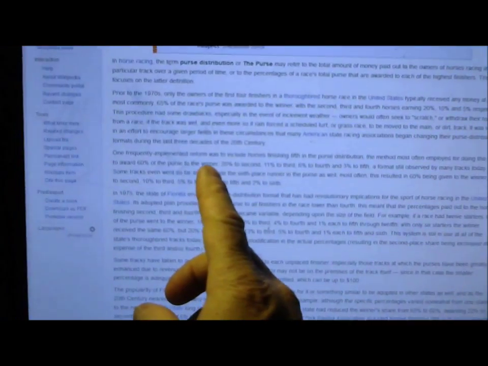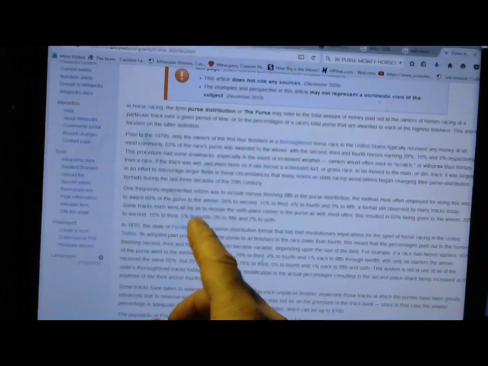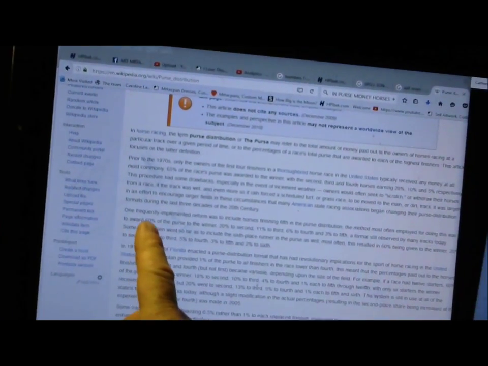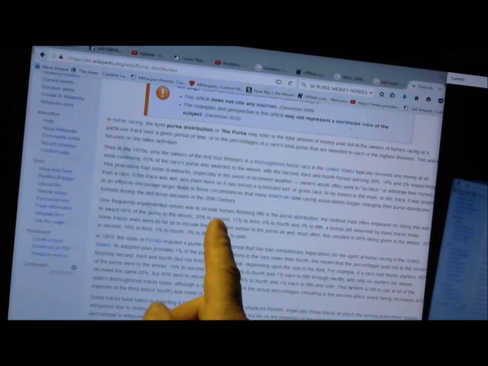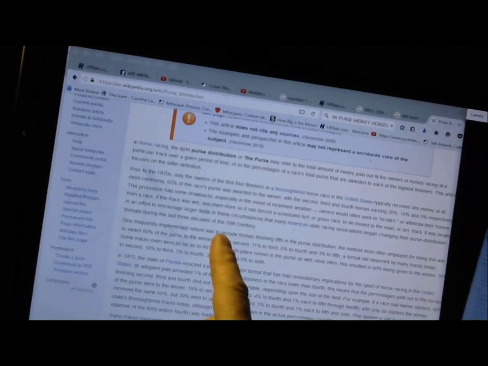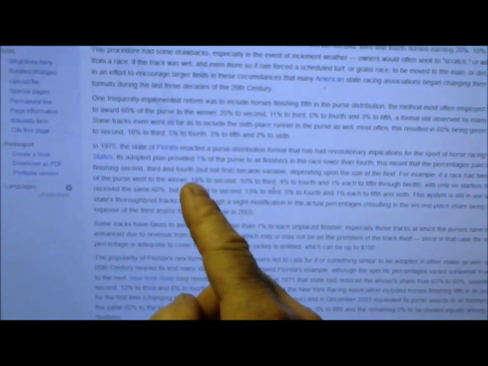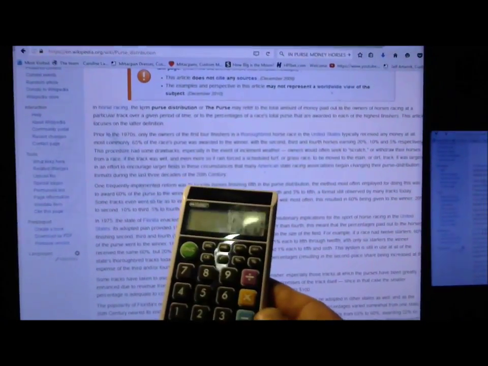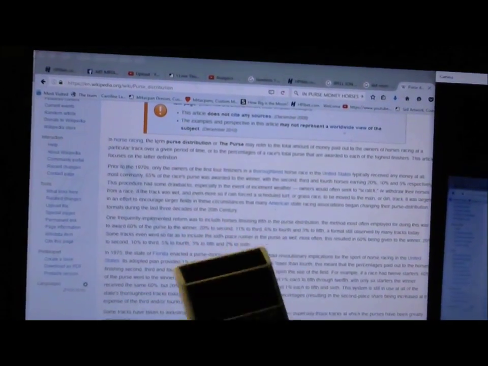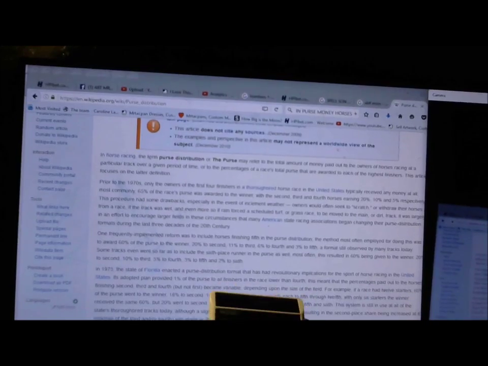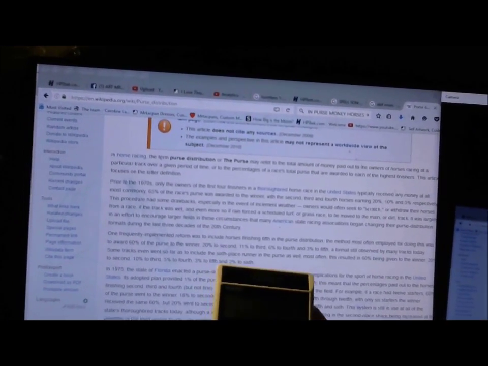Now I don't know if you can read it here. It's way too small to read, right? But 60%, okay, to the winner. 20% to second place, okay? Some tracks used to get 18%. It used to be 18%, now it's 20, but 18%, okay, of 240. 240 times 18. Check this out. It all equals out to the Mayan calendar. 18% is 432. Now 20% of 240, 240 times 20 equals 480.